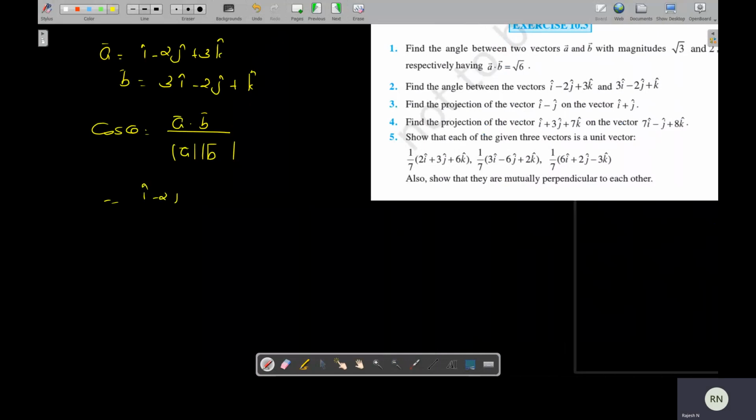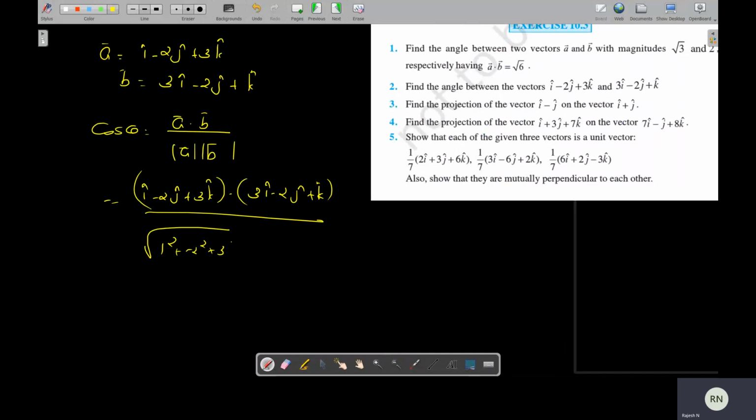Cos theta is equal to a bar dot b bar by modulus a bar into modulus b bar. So i cap minus 2j cap plus 3k cap dot 3i cap minus 2j cap plus k cap, divided by root of 1 squared plus minus 2 squared plus 3 squared into root of 3 squared plus minus 2 squared plus 1 squared. So 3 plus 4 plus 3 by root 14 into root 14.